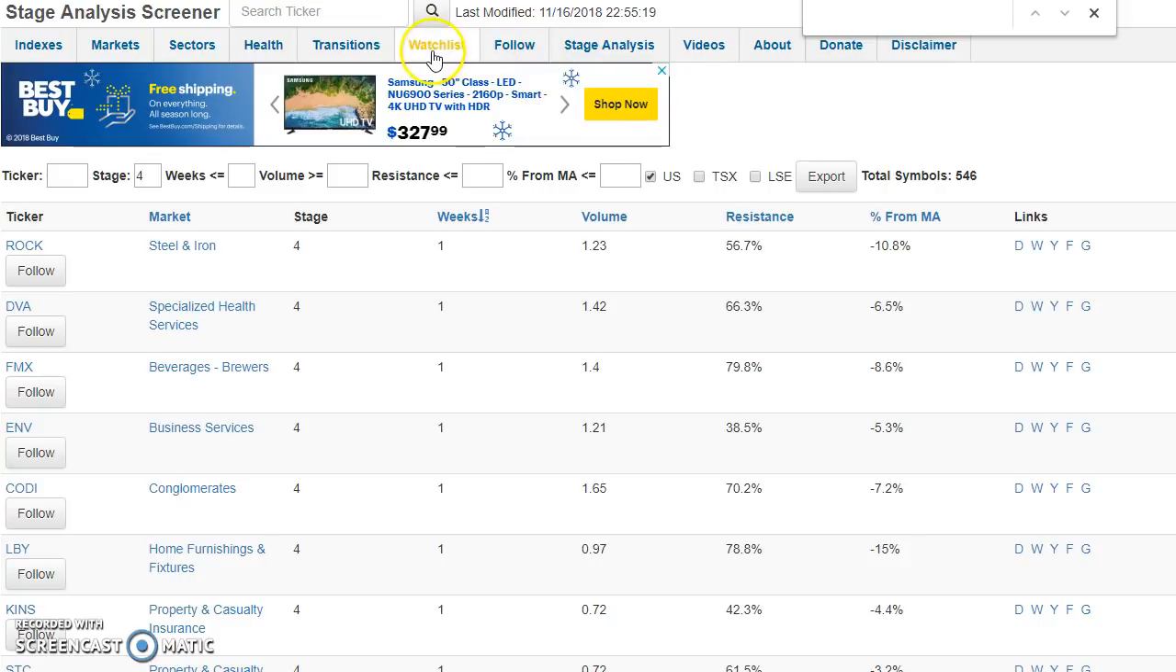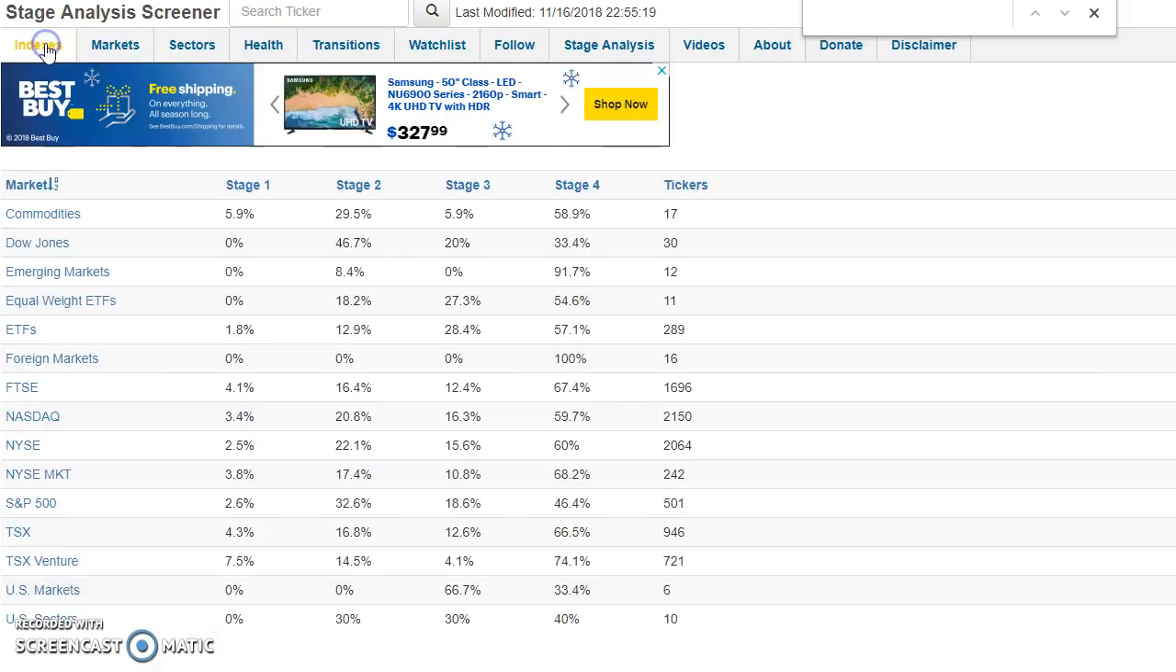So again, wrapping it all up, with the stage analysis screener, really the most important thing you can do is help you understand the overall health of the market. And just by knowing that, I think it will improve your trading if you're using the stage analysis system.